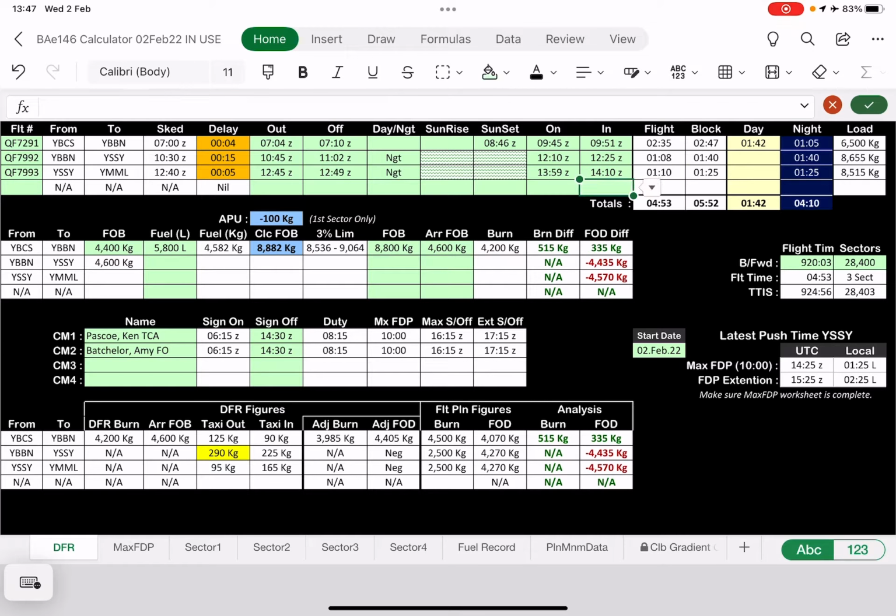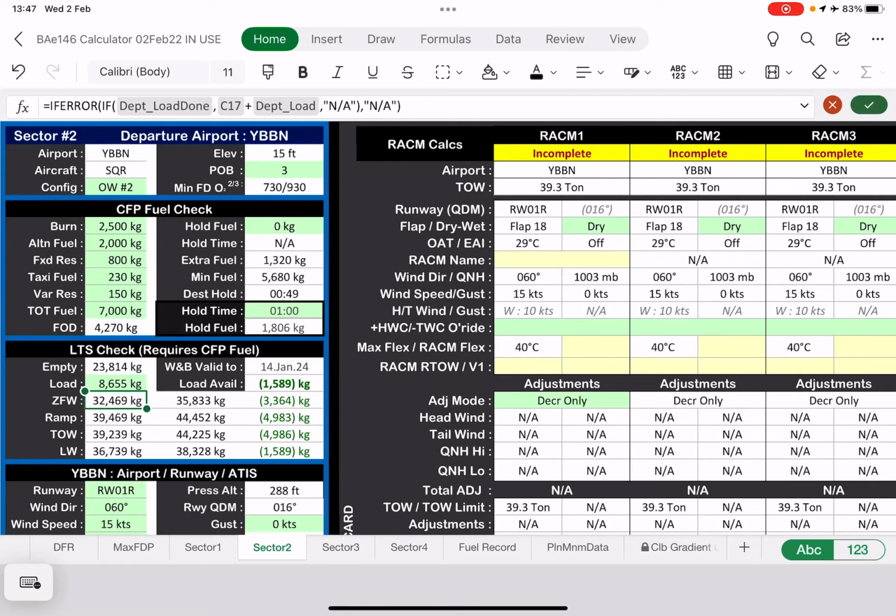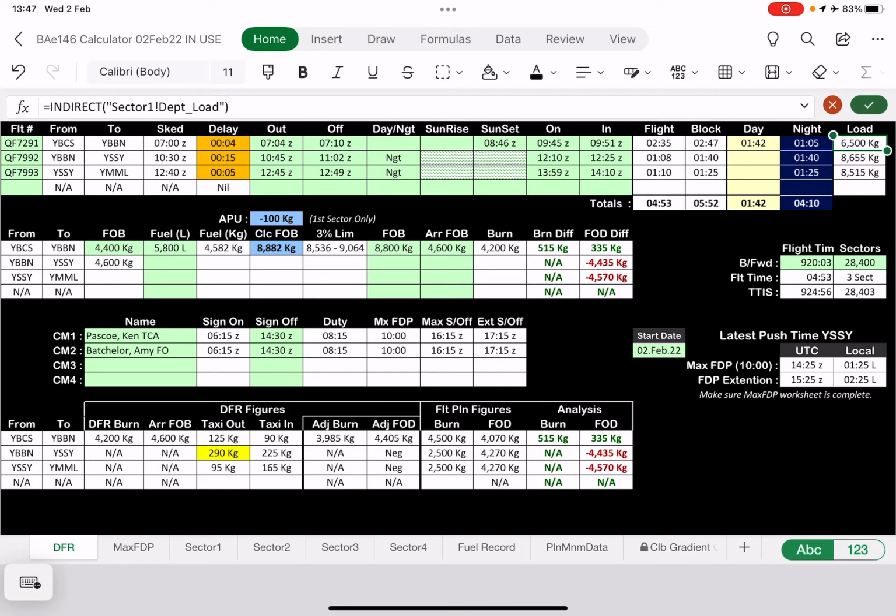Try again. Right. And that's the end of the 3 sectors of data. You can see that it's worked out flight time, block time, day and night, and summarised them there, so they're all ready to go for the flight record. On the far right here, these load values have been brought in from the sheets. So these are the load values that we typed into the load thing there from the load sheet. They're brought in here so that you can just type them in the DFR without having to go and hunt them down.